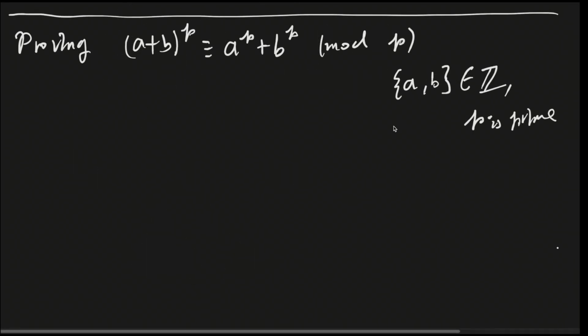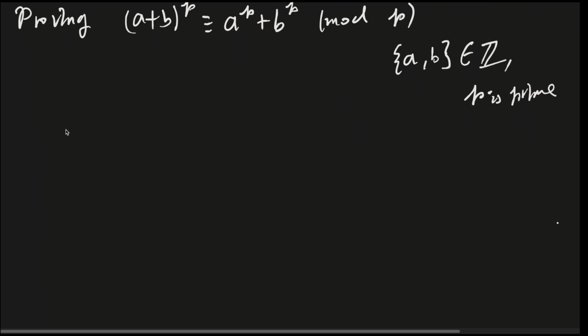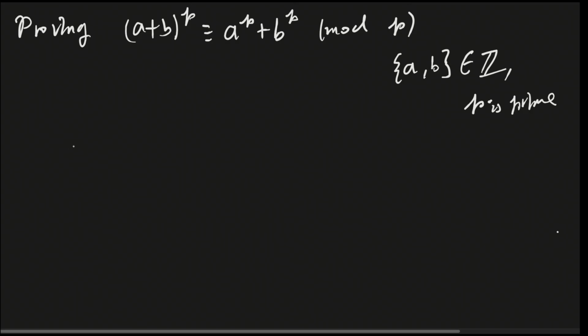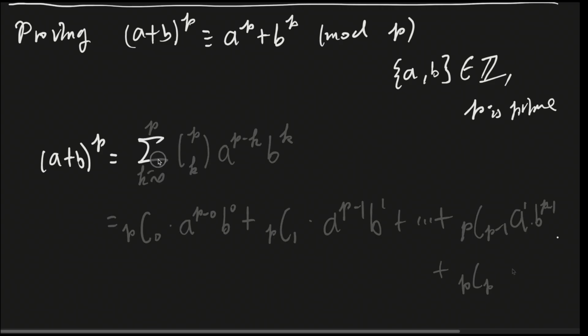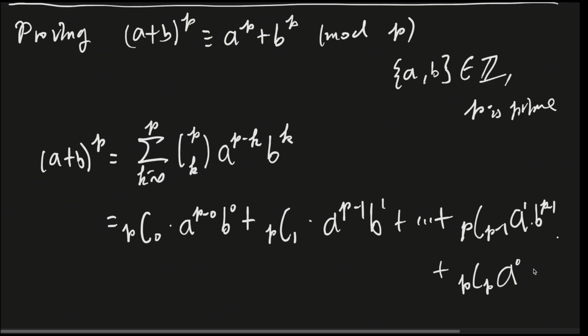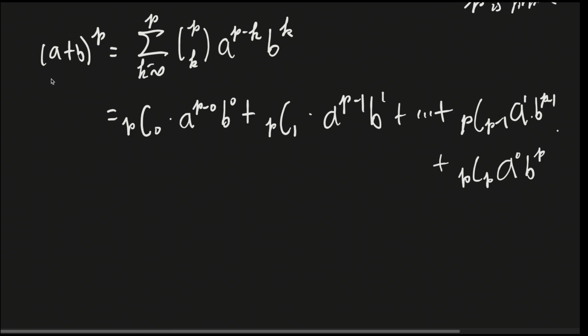So let's start our proof. Recall that a and b are integers, and p is any prime number. It always works. First of all, what I want to do here is expand (a + b) to the power of p. Using binomial expansion, we know that this is equal to the sum of a to the 0, b to the p, and so on. So this is what we get when we expand this one.